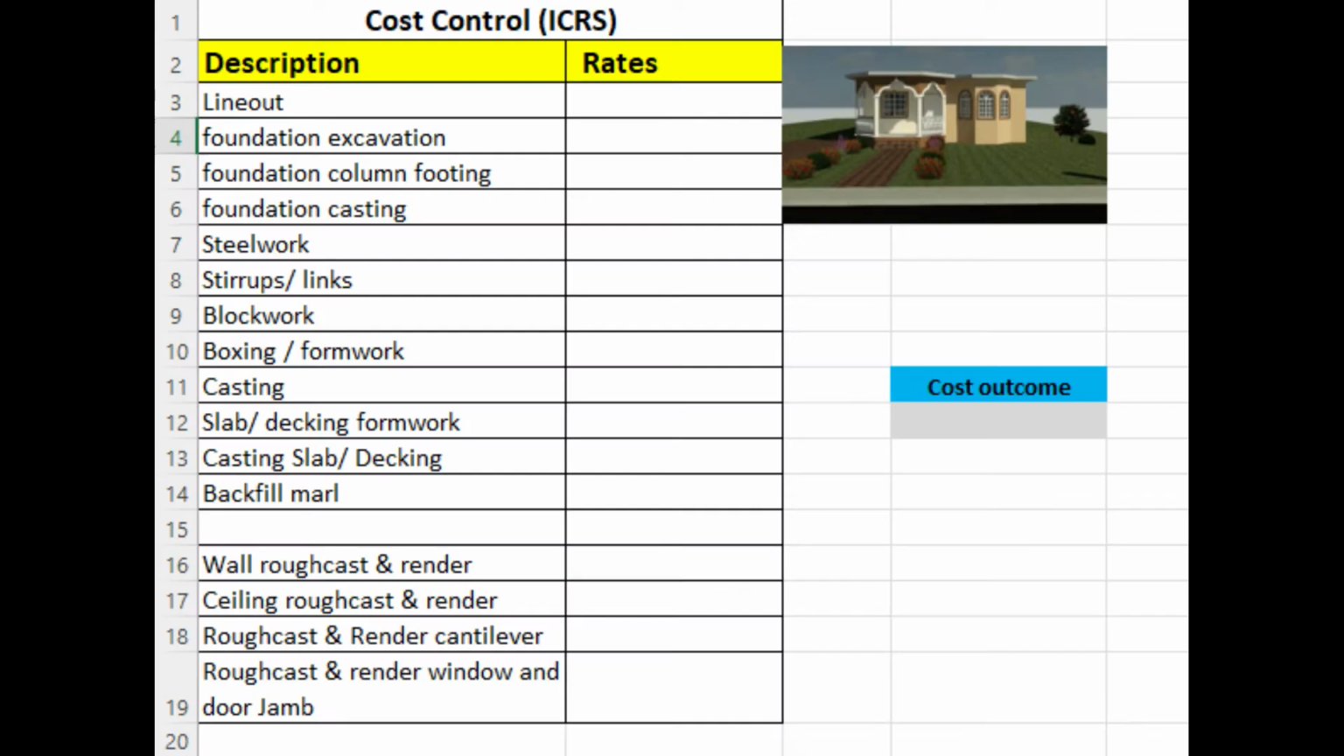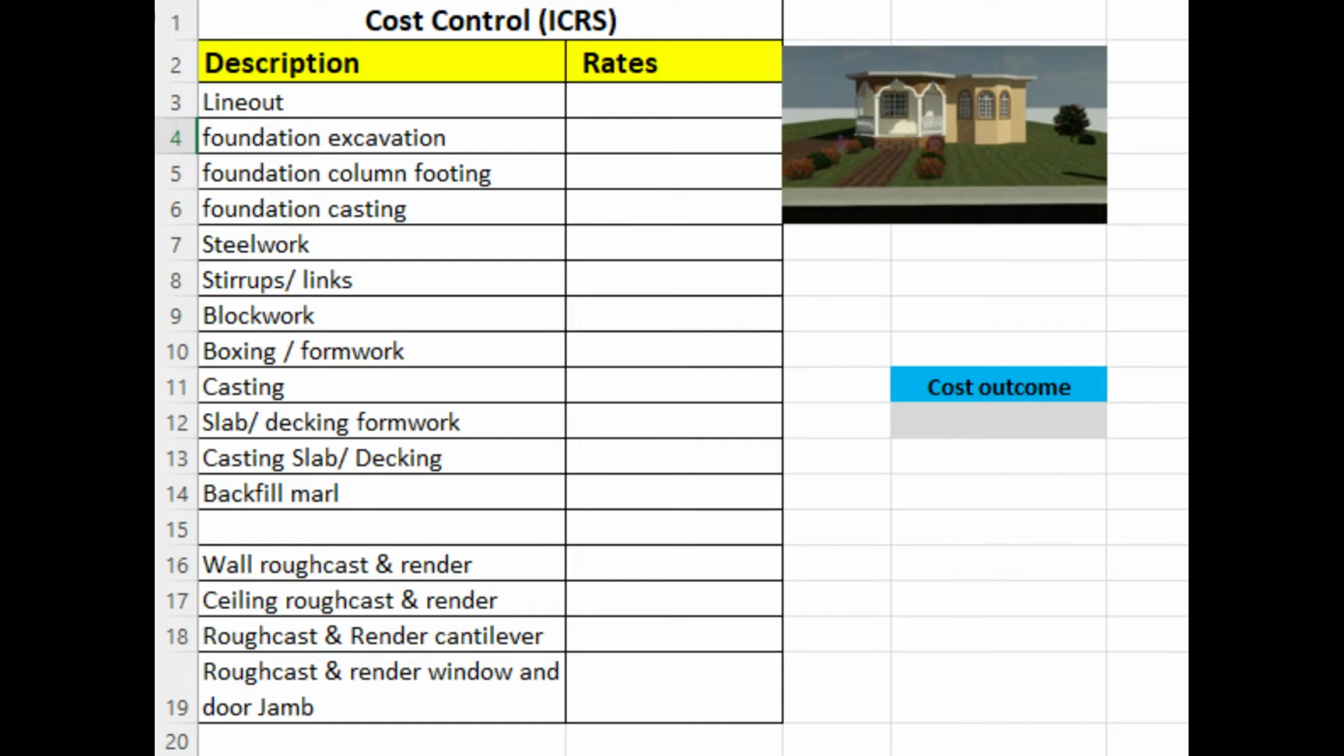So on our cost control section, we are going to be swapping out the rates. We have relabeled the title to Cost Control ICRS, which is Independent Contractors Rate Sheet. So the first rate that we'll be swapping out is the line out.